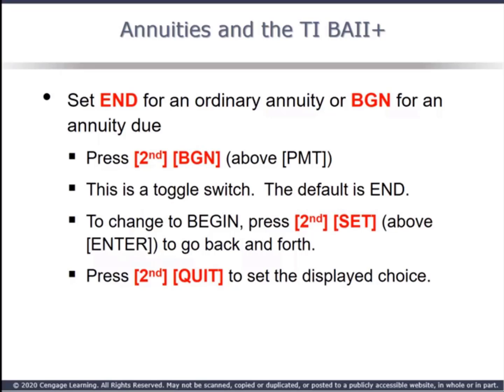BGN and end is a toggle. To change to begin, press second and set, and you'll see BGN appear in the upper right-hand corner. Press second and set again, and BGN disappears, and you're back to end. Press second and quit to set the displayed choice. The calculator stays set to begin unless you change it back. This is great if you're continually dealing with annuities due. Not so good on a one-time basis, as you may forget to reset it to end.